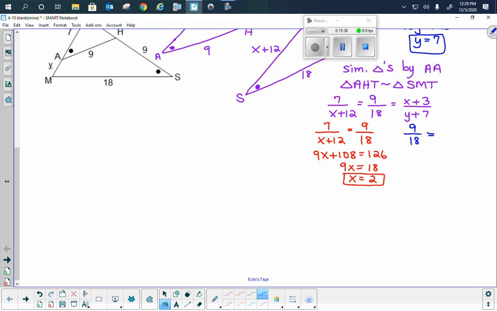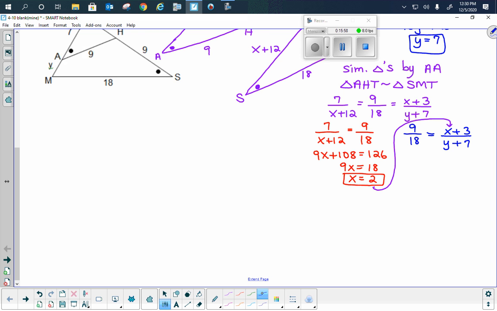9 over 18 equals x plus 3 over y plus 7. No choice but to use that last one so that I have y to be able to solve for. Well, then that involves you just making sure that you found the x first, and now you're bringing it up here and plugging it in for that x.